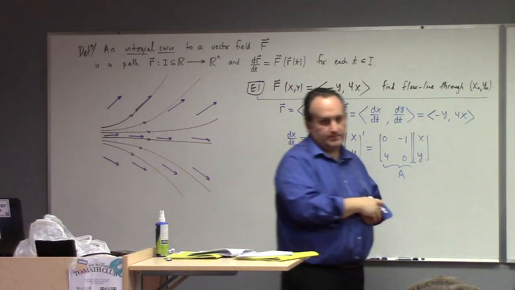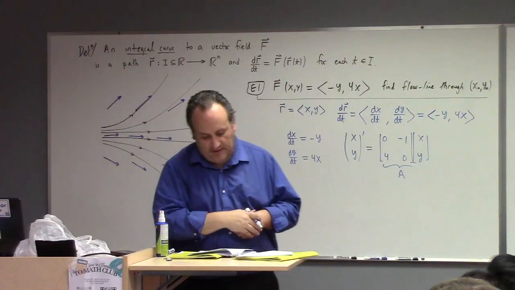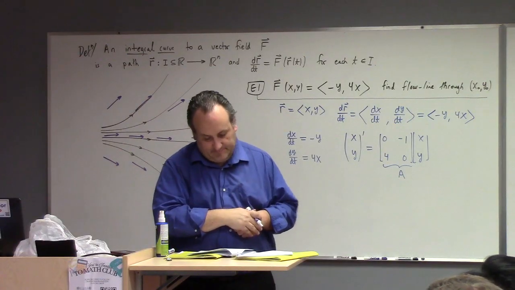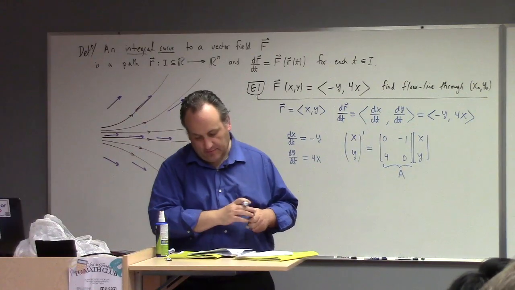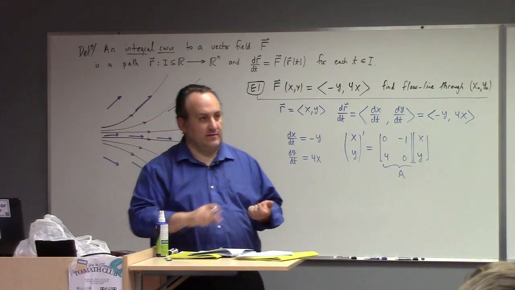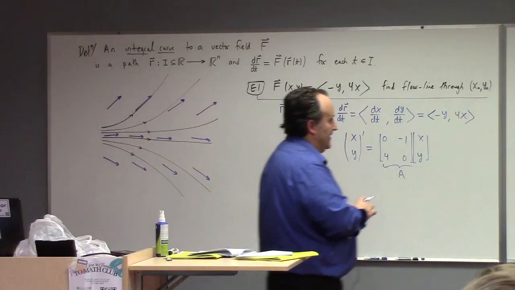All right. So that's the general solution. But I don't want just the general solution. What do I want? The flow lines. I want the flow line through that given point, right? X naught, Y naught. So how do I figure that out?